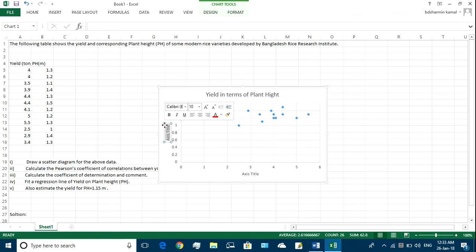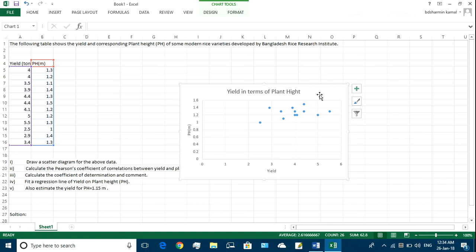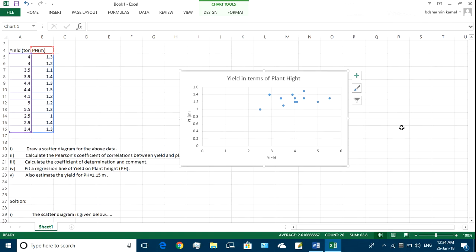So let's edit it, and the y-axis is representing yield. Okay, this is our scatter diagram. What is a scatter diagram? A scatter diagram is a graphical method by which we can show the linear relationship between numerically measured variables. Of course, it is a graphical method.